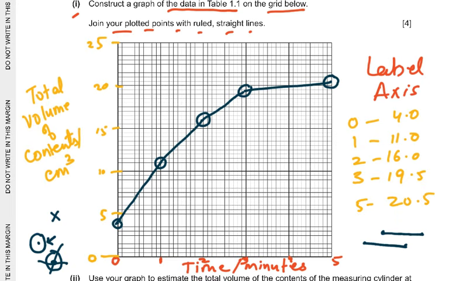So join the points with a ruler, and don't make this mistake, because the 4 marks, these are I call them मुफ्त के 4 marks हैं, ये आपको वैसे ही मिल जाएंगे.